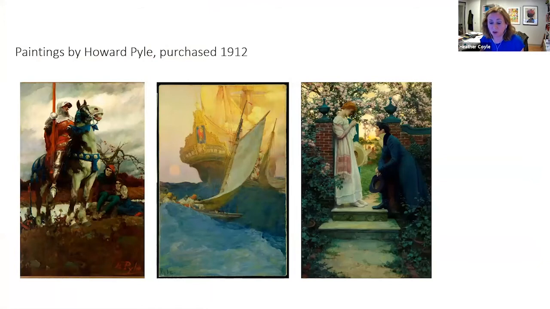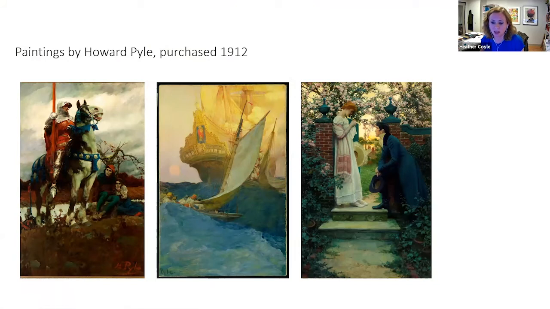A little background on the museum. The Wilmington Society of the Fine Arts was founded in 1912 after the death of American illustrator Howard Pyle, who lived and taught in Wilmington. Members of the community here came together to purchase 128 of the paintings left in his studio.